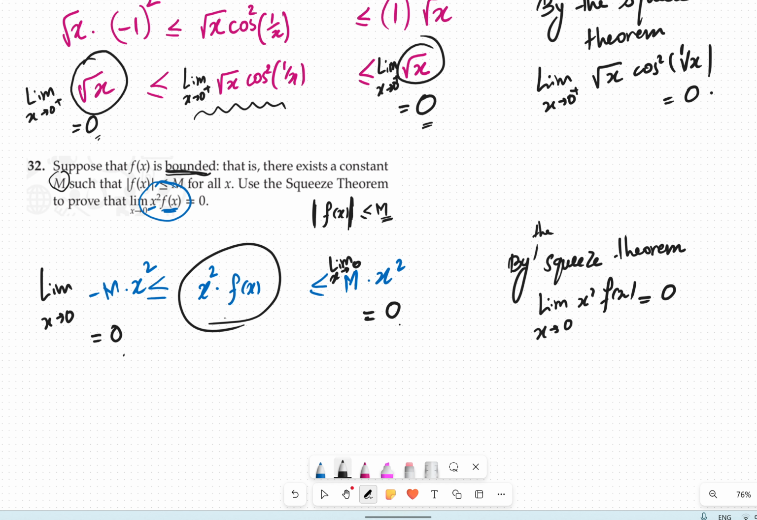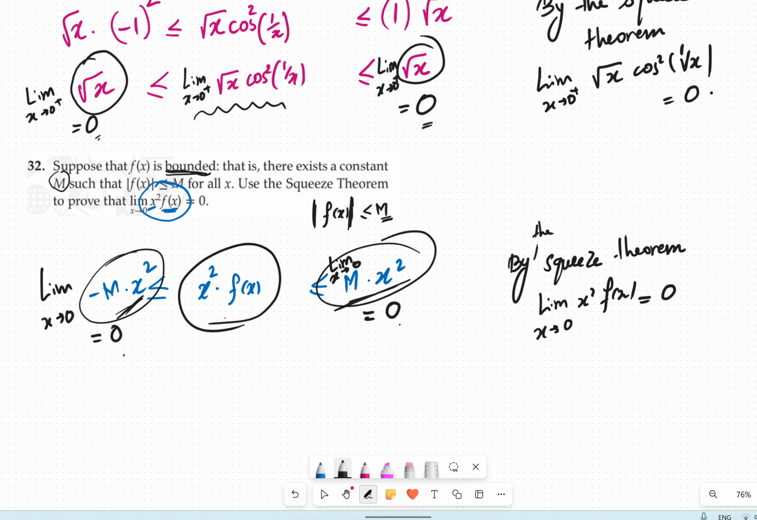What are the two functions that it was bounded by? They can ask you this in the multiple choice. So you know that it is bounded by minus m x squared and m x squared. And that's it for the squeeze theorem.